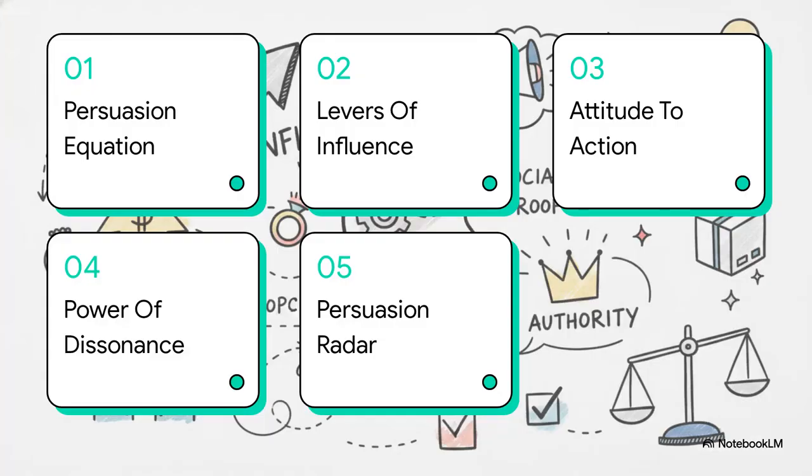Here's our roadmap for This Explainer. We'll hit 1. The persuasion equation. 2. 7 levers of influence. 3. From attitude to action. 4. The power of dissonance. And finally, 5. The persuasion radar.